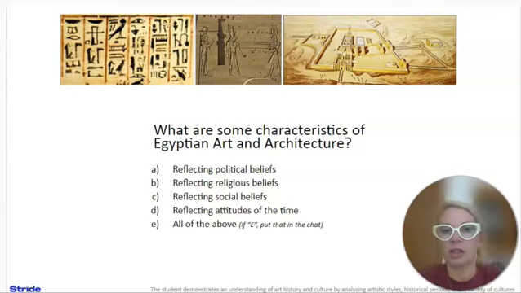So what are some characteristics of Egyptian art and architecture? Let me just give you a little quiz real quick. A, reflecting political beliefs. B, reflecting religious beliefs. C, reflecting social beliefs. D, reflecting attitudes of the time, or E, all of the above? What do you think? The answer is E. Very good to those of you who got it right.